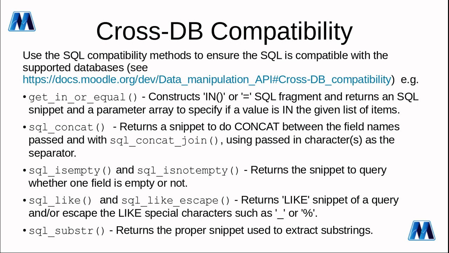Alternatively, you can look in the code, but there's a number. So example is the get_in_or_equal, so that gives you the right SQL fragment for an in or equals snippet. The concat, so you can get the right format for that. So things like is_empty, is_not_empty, like, and substring. So these will create snippets of SQL that will work for the database engine in use of the Moodle instance in which your plugin is installed.